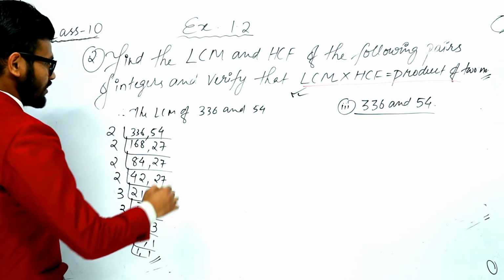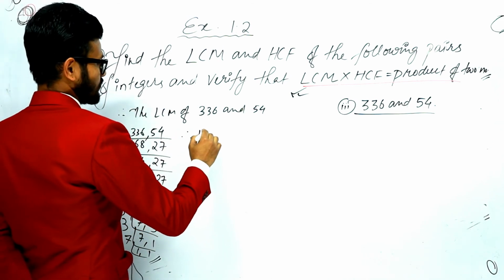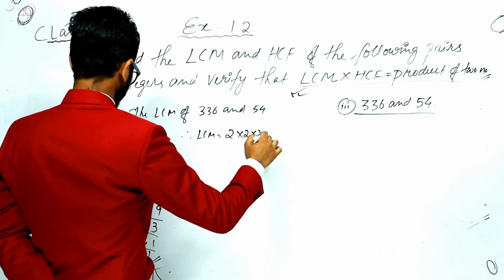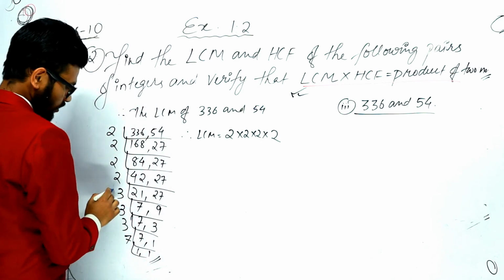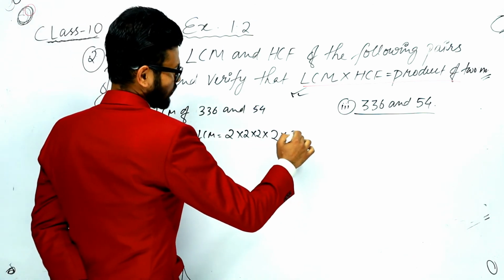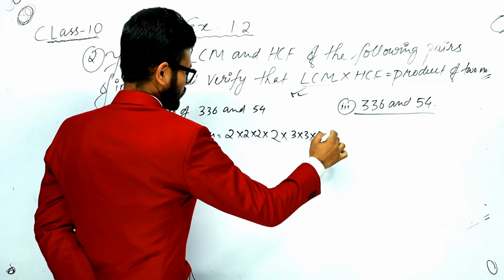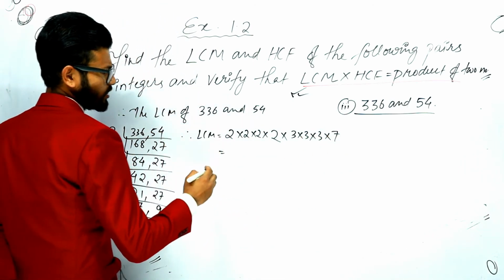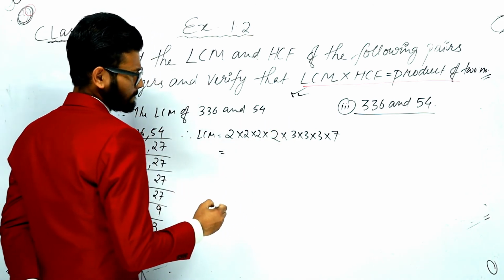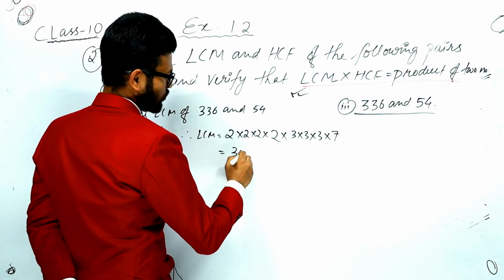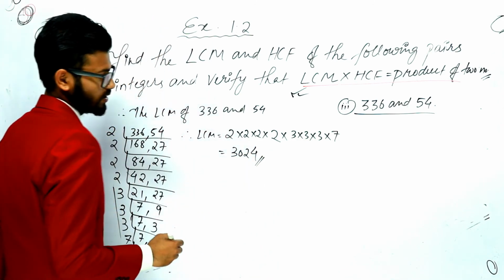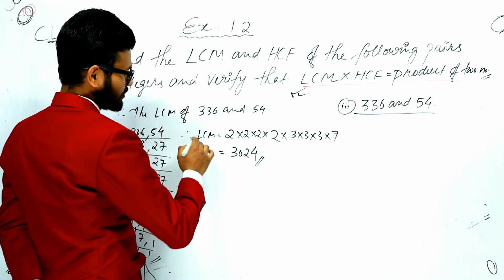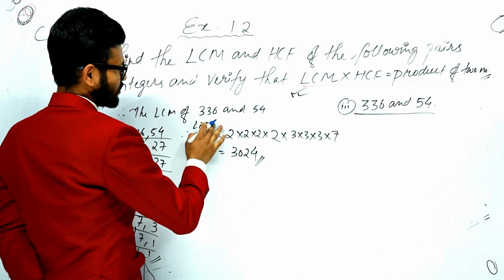So let us find therefore LCM equal to 2 into 2 into 2 into 2, 3 into 3, into 7. So when you multiply this thing, you will be getting somewhere near 3 0 2 4. Now let us find the product of the two numbers. Now it is the left hand side. Now let us find the HCF.